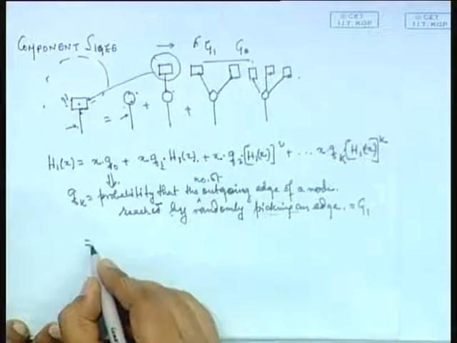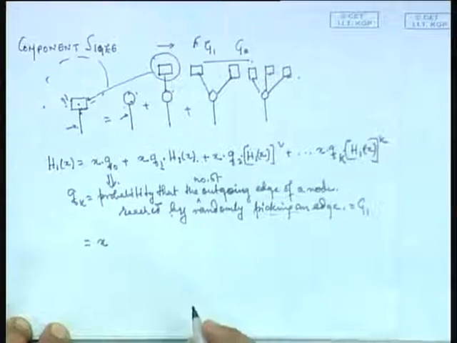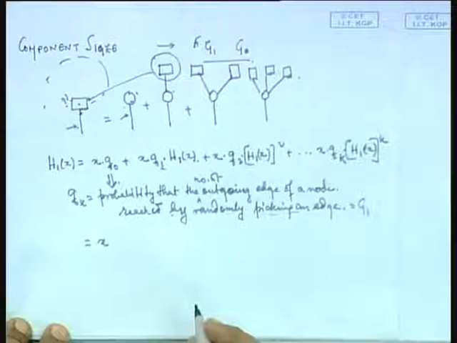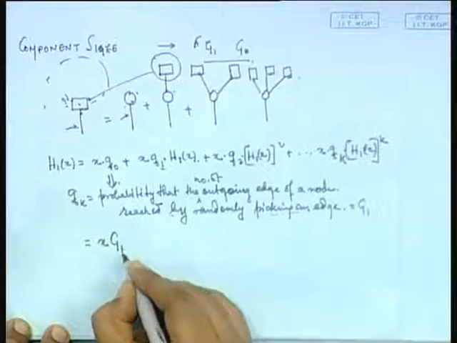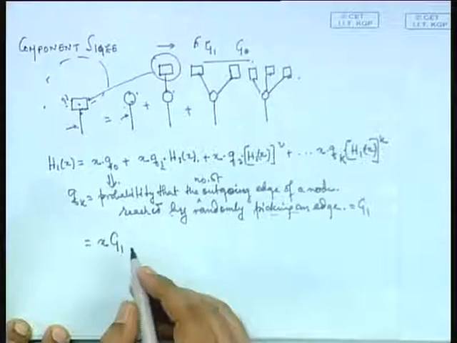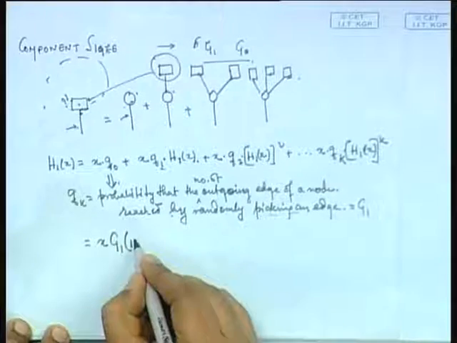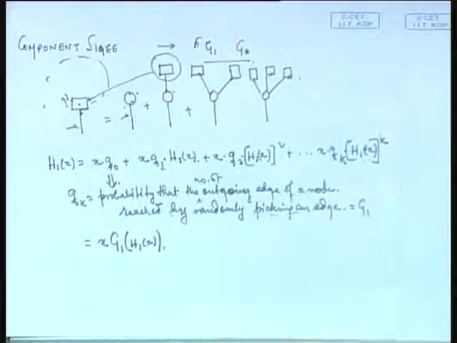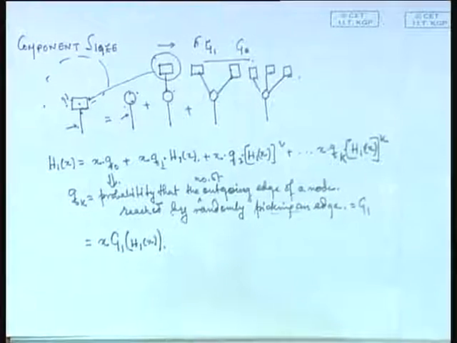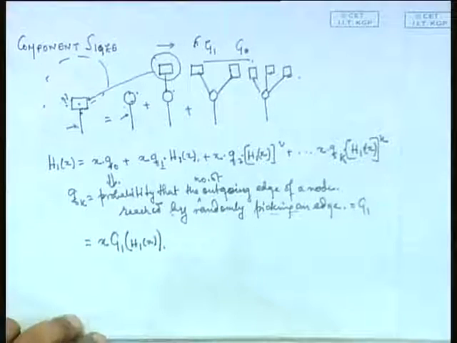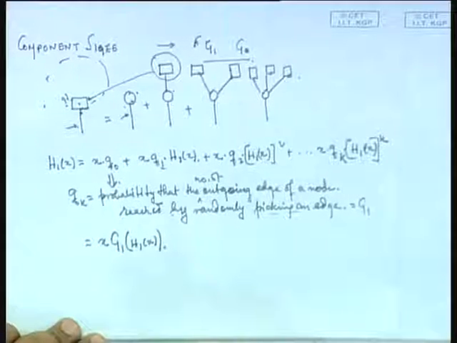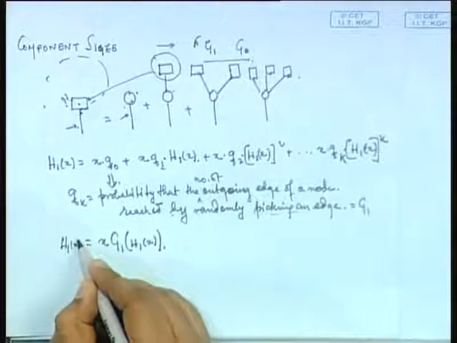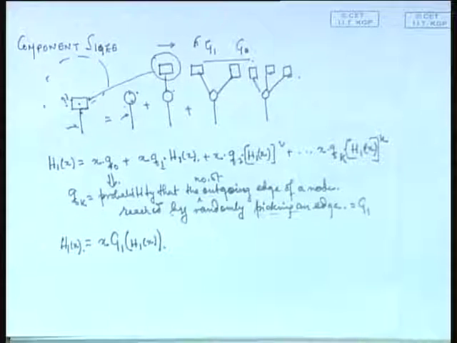Okay. So, what can we write this as? x into G1 of H1(x). Who told it? Great. Thank you, Kota. So, you get a recursive relation definition of H1(x).